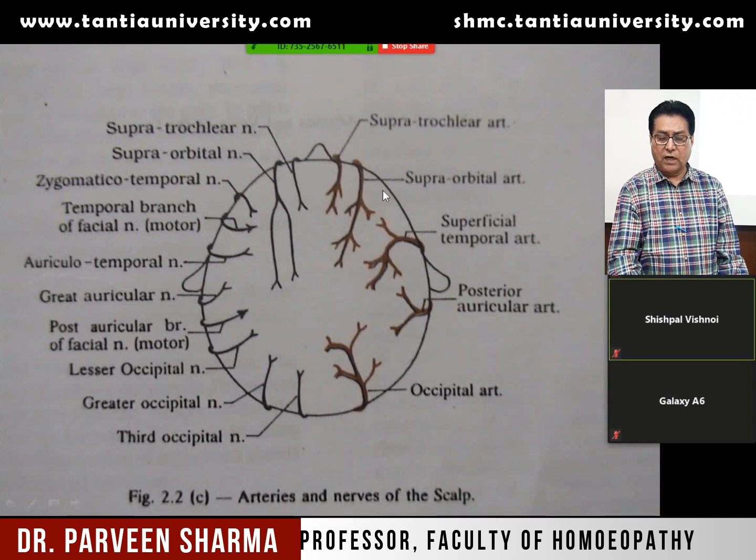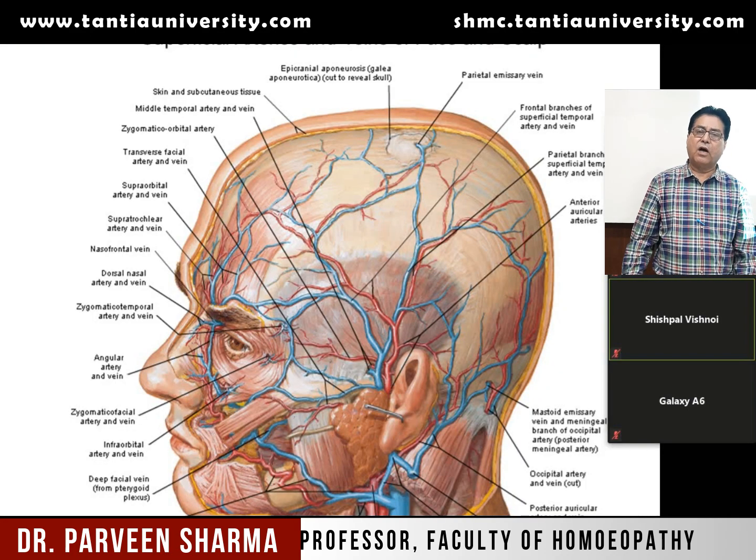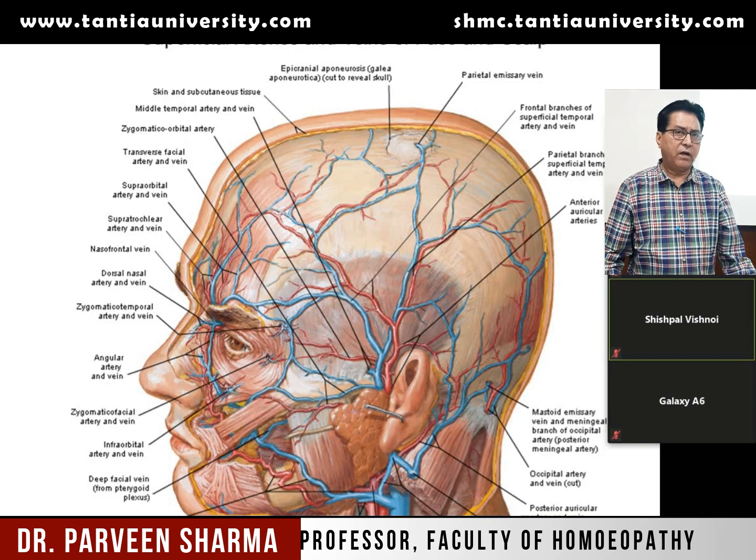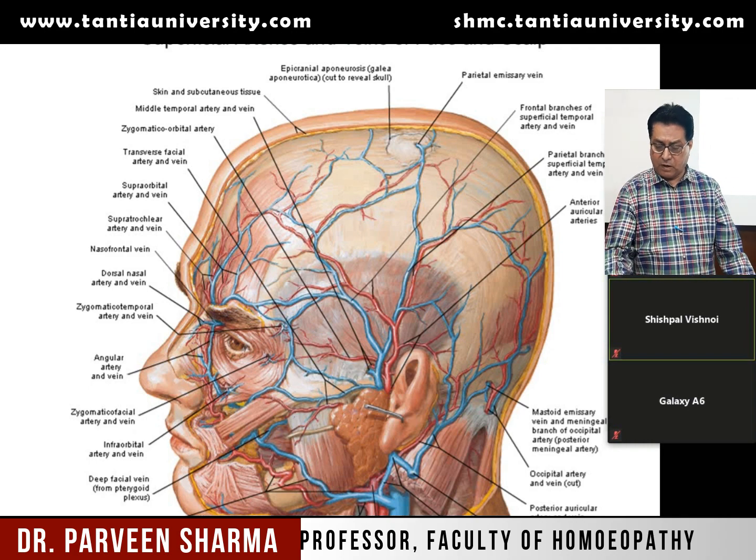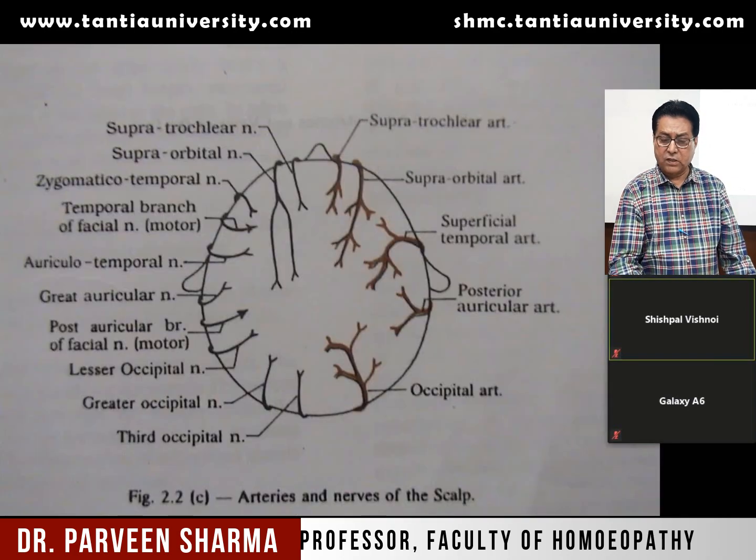So what you need to draw the diagram, you have to make a circle, and on the side in the middle you have auricle or the ear. So three arteries are in front of the ear and two behind the ear. Behind the ear you have posterior auricular artery and occipital artery. These two are the branches of external carotid artery. So that is about the blood supply of your scalp.